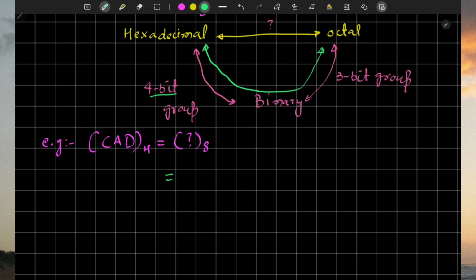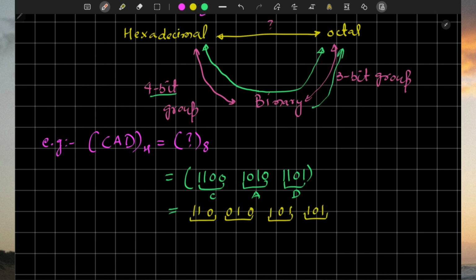That is, C has to be represented as a group of 4 bits. So C can be represented as 1100, A can be represented as 1010, and D can be represented as 1101. Now we have represented C as 4 bits, A as 4 bits, and D as 4 bits. Now we need to reform the groups, but this time the groups must be of 3 bits to convert the binary back to octal. Starting from the LSB, we get the following groups of 3 bits.